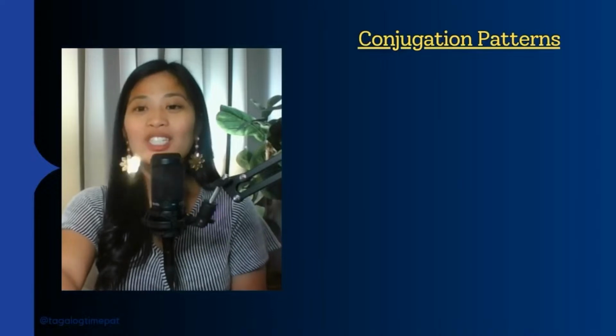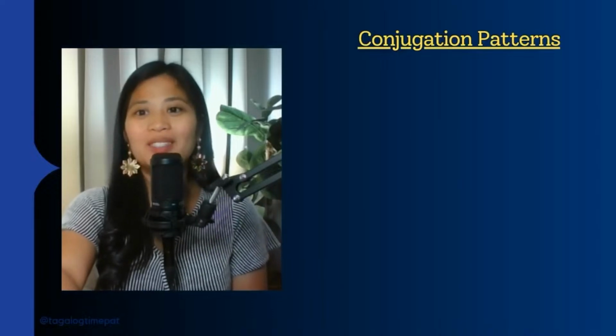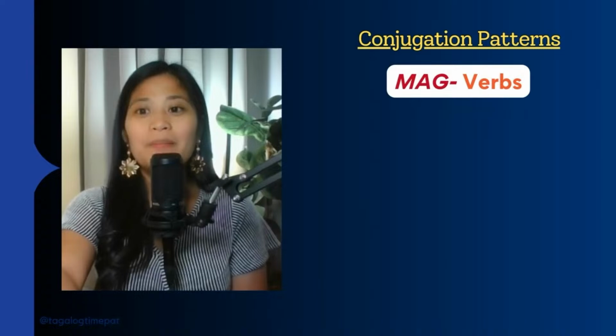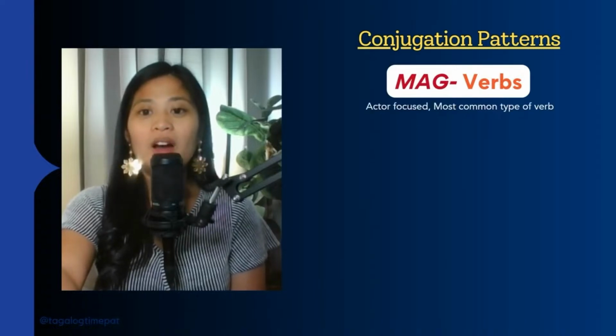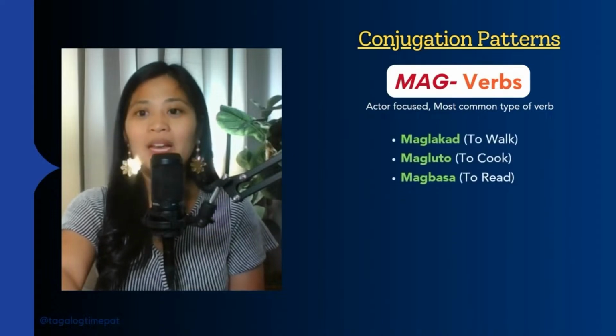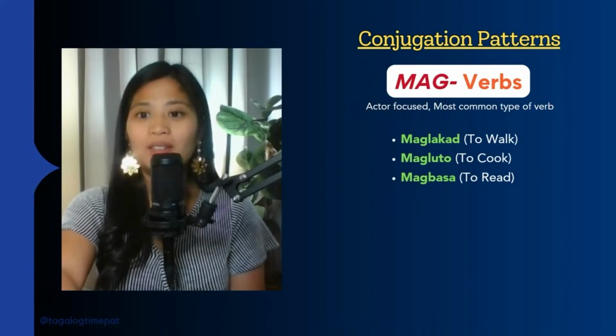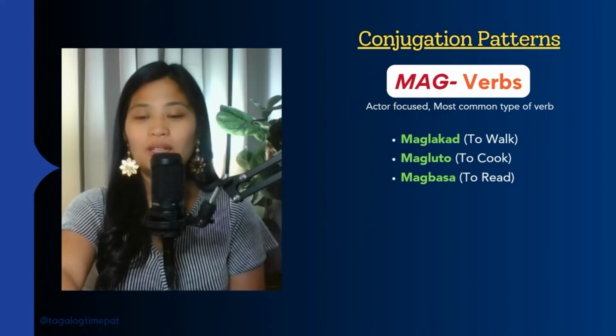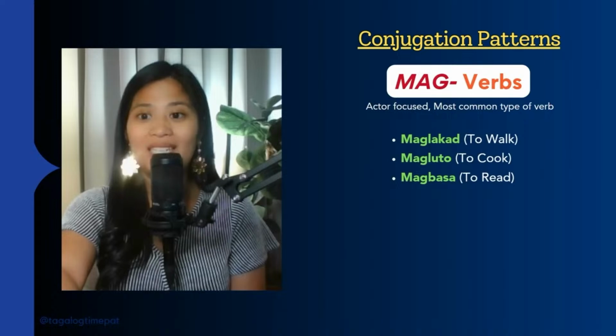Alrighty, so let's go ahead and jump right into these conjugation patterns. We will start with the mag verbs. They are usually actor-focused, and they are the most common type of verb in Tagalog. Here are some examples. Maglakad, to walk. Magluto, to cook. Magbasa, to read.